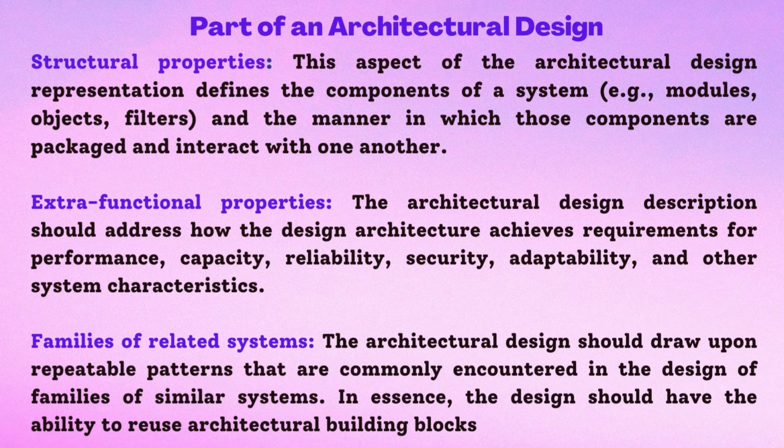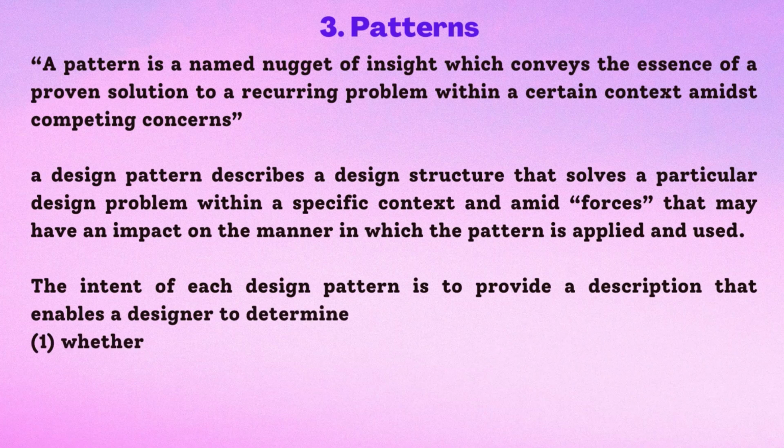These are the parts of an architectural design: structural properties, extra-functional properties, and families of related systems. Structural properties define the components of the system. Extra-functional properties describe how the design architecture achieves the requirements, and families of related systems are patterns that are commonly encountered in the design of families of similar systems. So the design should have the ability to reuse the architecture.